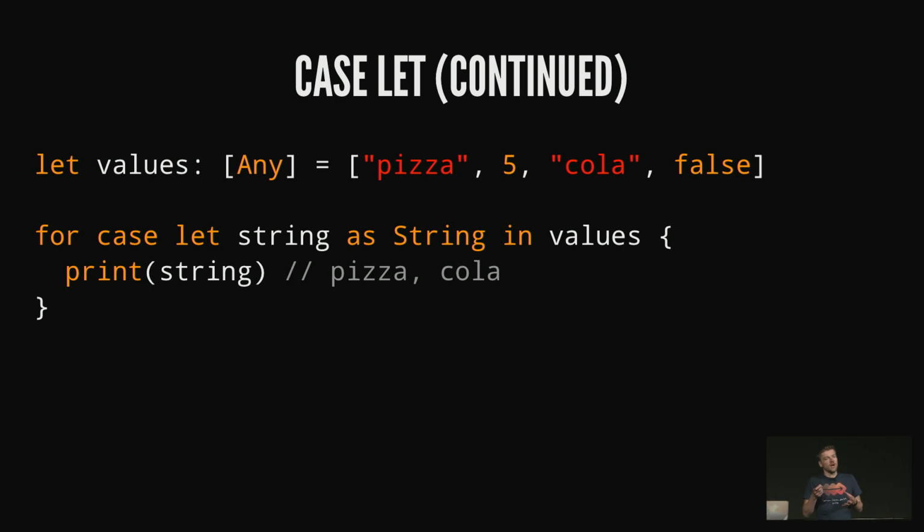Case let isn't just for unwrapping optionals. You can actually use it for other things like typecasting, or I guess in this case it's more like type filtering. So we have a list of any value, and we're only interested in pulling out the strings. So you can use this sequence of keywords to do that. I'll leave it up to you to decide whether that's preferable to the alternatives.